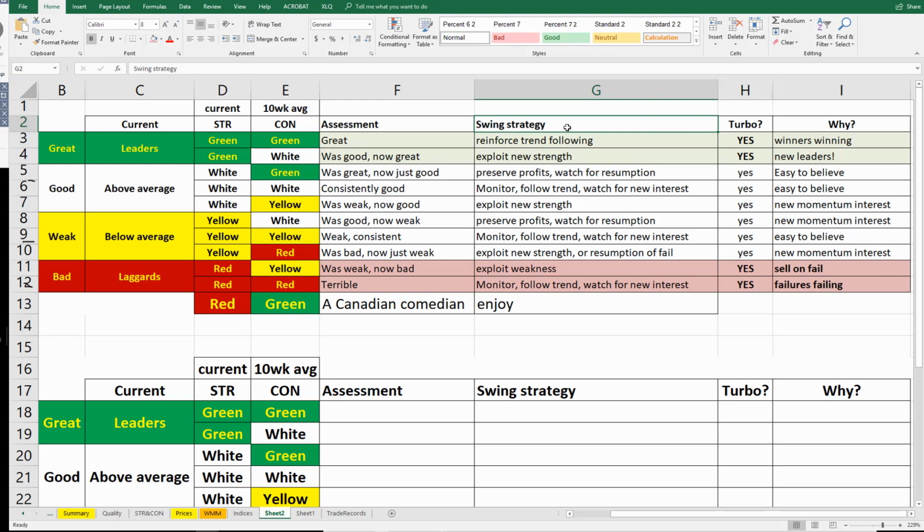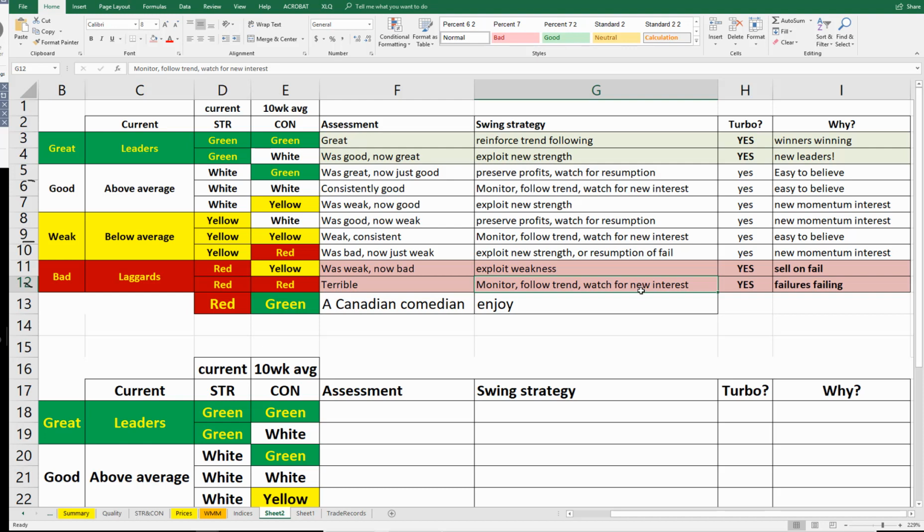So I'm going to monitor red, and follow the trend, and look to see when is this thing going to become yellow-red. It was bad, and now it's just weak, and that means there's some new strength coming into it. But while it's red and red, my swing strategy is just to monitor it and follow the trend, and see when that trend changes. When does it slow down? That would be like it hasn't made a P1 yet. That's how fast it's failing.